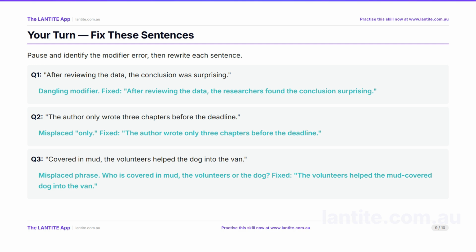Question 3. Covered in mud, the volunteers helped the dog into the van. According to the grammar, the volunteers are covered in mud. If we mean the dog, we need to restructure. The volunteers helped the mud-covered dog into the van.